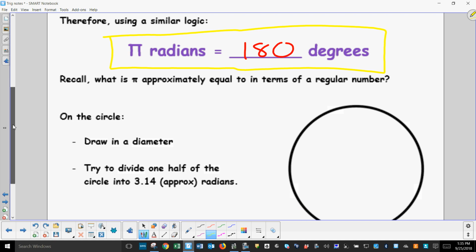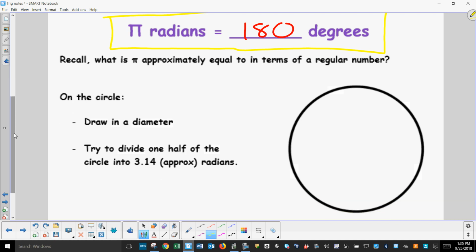Recall what pi is approximately equal to as a regular number? Around about 3.14. Let's point out roughly how big a radian would be. A degree is a tiny amount, just a tiny little angle, whereas a radian is a bit bigger. To give you an idea of roughly how big a radian is, let's first draw a diameter. A diameter just means draw a line across the middle, could be going down that way, so long as it passes through the approximate centre.